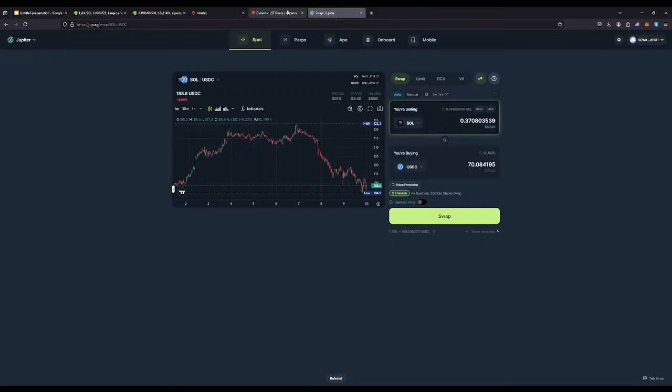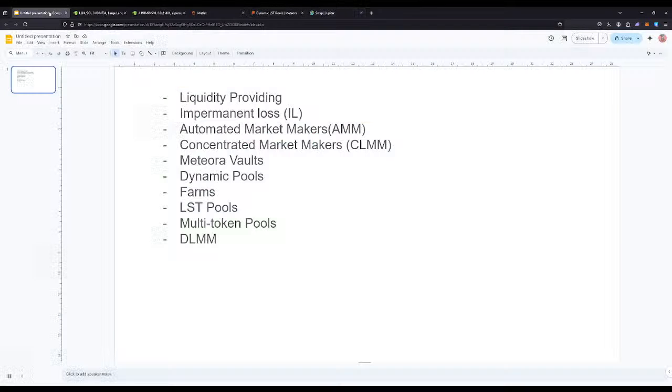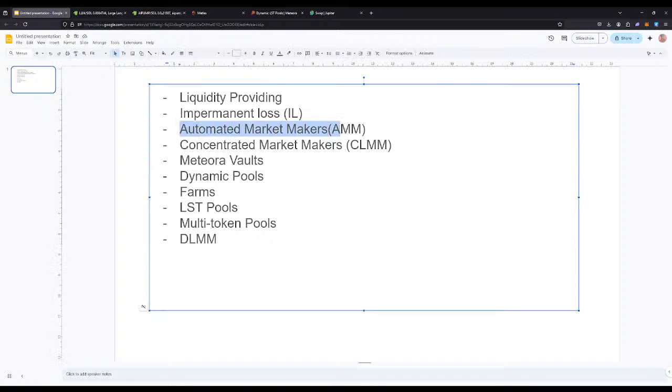And the most simple and basic type of pools wherein you provide liquidity are the automated market maker pools. These pools follow a curve upon which the liquidity is provided. So basically, the liquidity is present at all price points.